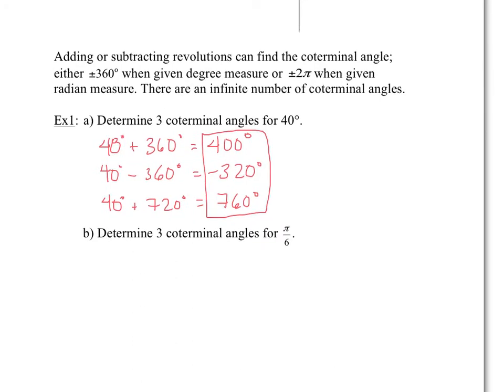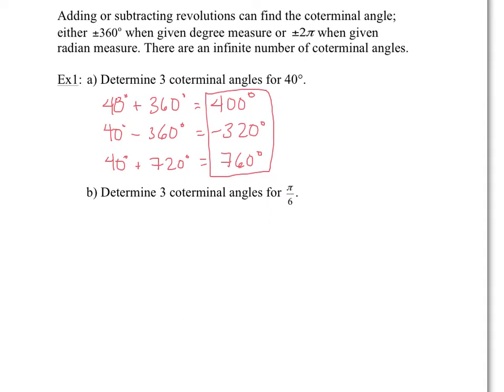Okay, so now what if we're working with radians? Same idea. I'm going to start with pi over 6. That is an angle in the first quadrant. And I'm going to add 2 pi to that. Now you're going to be working with fractions, so get used to it. That's what you've got in grade 12 pre-cal. You've got to add fractions together.